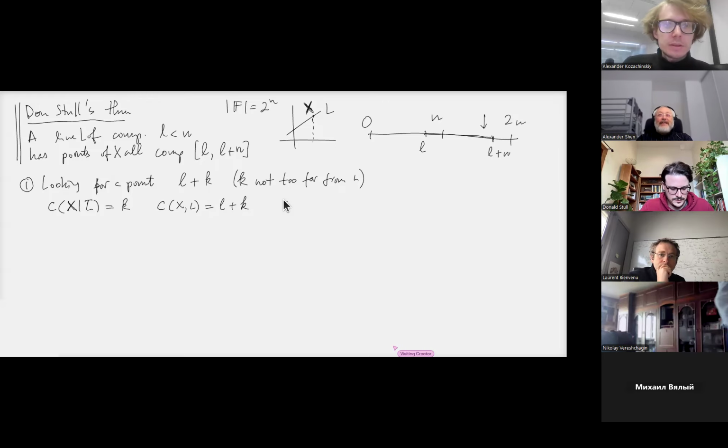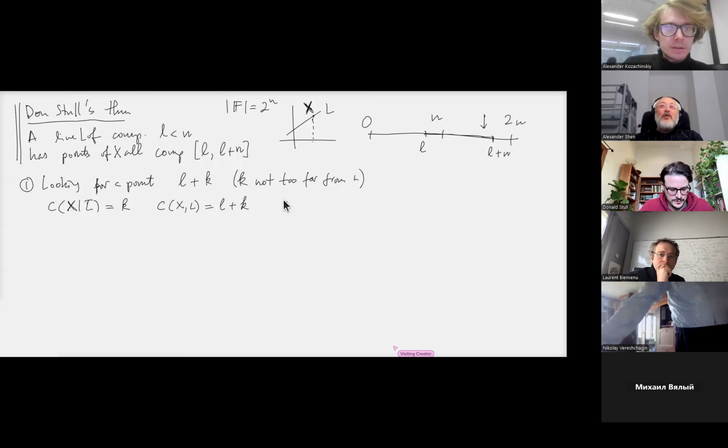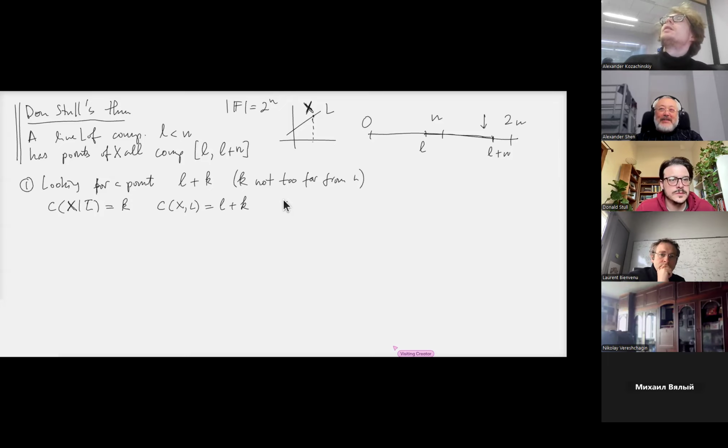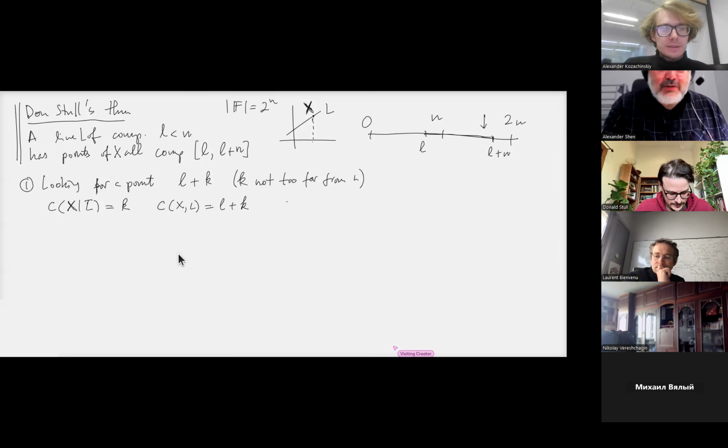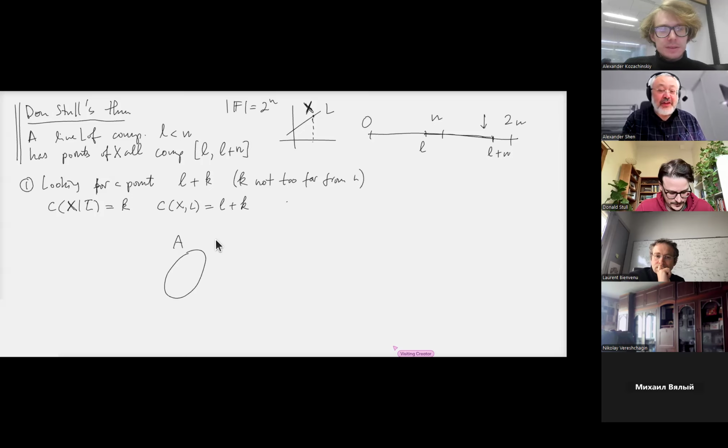Imagine that we have strings of length n. Do you need some argument why there is a string of any complexity? Maybe if you can just say the argument in one sentence, it would be helpful. Okay. So imagine we have some set A with A elements. And the question is why there are elements of all complexities between 0 and log A.